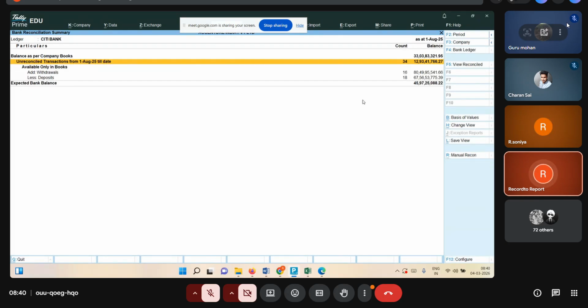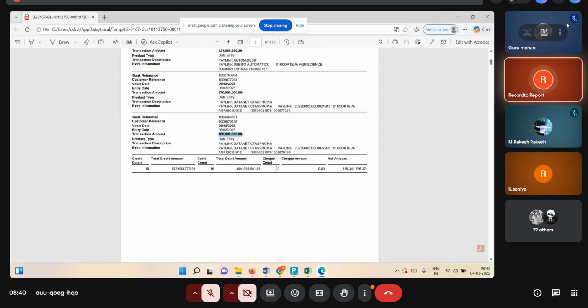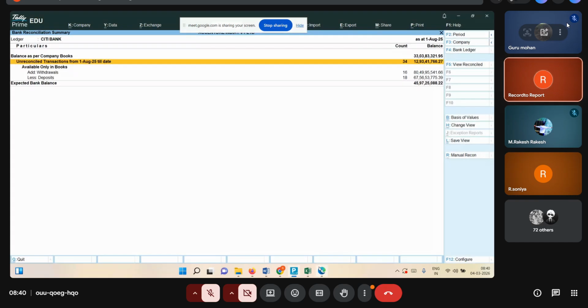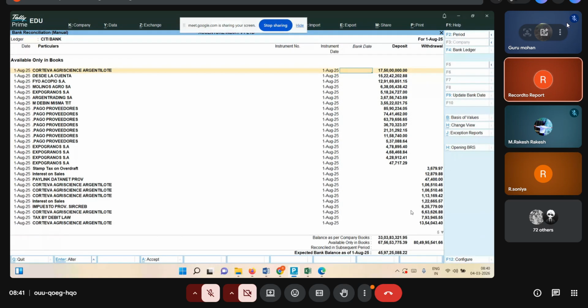So what is the bank balance here? Bank balance as per company. What is the money, guys? 33,303. So what is the expected closing balance? This is the balance. Okay, so bank balance as per this. So now manual reconciliations. These are the deposits. These are the payments, these are the receipts.